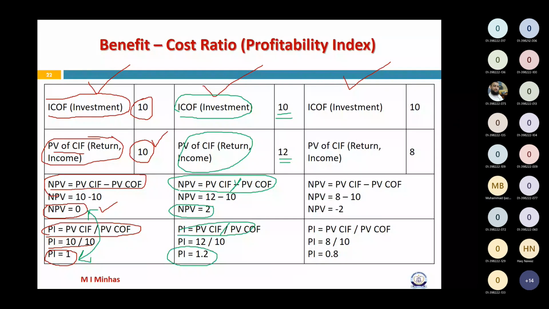Is that clear? Yes, sir. Right? So a positive NPV means the same as a PI greater than 1. Is it clear? I repeat it: an NPV being positive means the same as a PI greater than 1. Correct? Yes, sir.